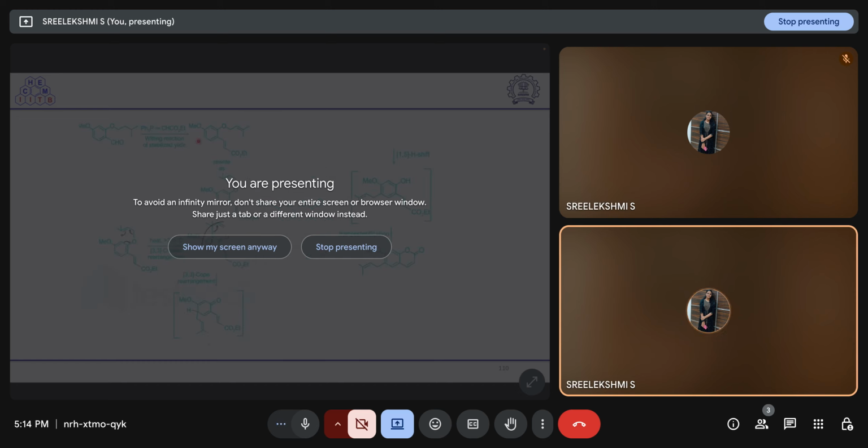You can go through it. First Wittig reaction, then 3,3 Claisen rearrangement, then 3,3 Cope rearrangement, then 1,5 hydrogen shift and transesterification.